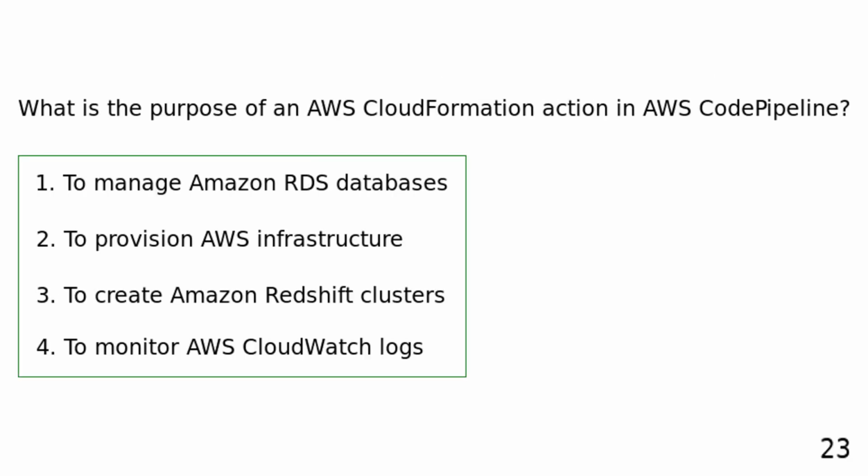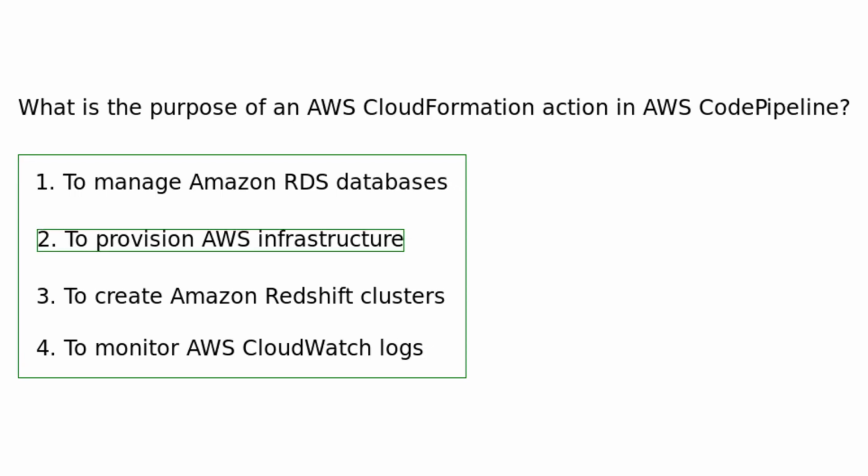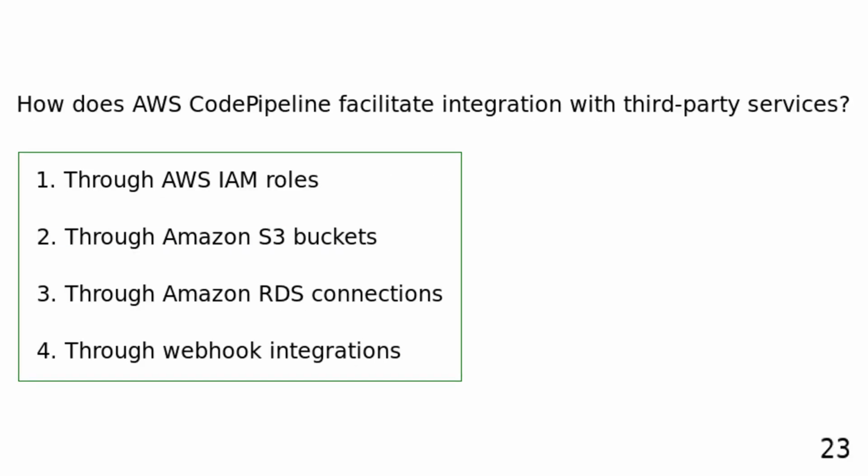What is the purpose of an AWS CloudFormation action in AWS CodePipeline? To manage Amazon RDS databases. To provision AWS infrastructure. To create Amazon Redshift clusters. To monitor AWS CloudWatch logs. An AWS CloudFormation action in AWS CodePipeline is used to provision AWS infrastructure resources defined in CloudFormation templates as part of the pipeline.